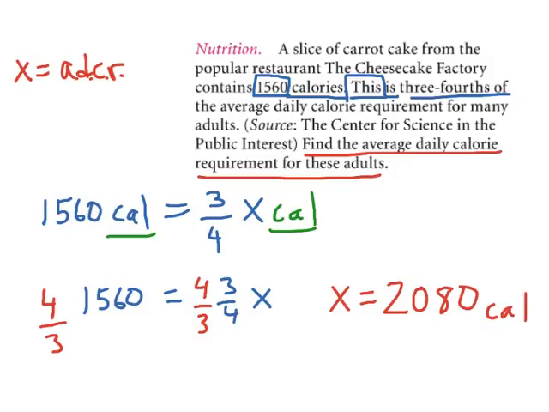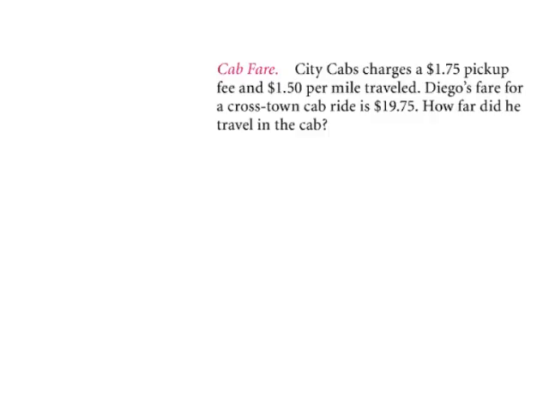Alright, let me find another one here. Okay, so here's a problem I like. City Cab charges $1.75 pickup fee and $1.50 per mile traveled. Diego's fare for a cross-town cab ride is $19.75. How far did he travel in the car? Okay, so this is a fairly common problem that we see in some business classes that we teach here at the college.